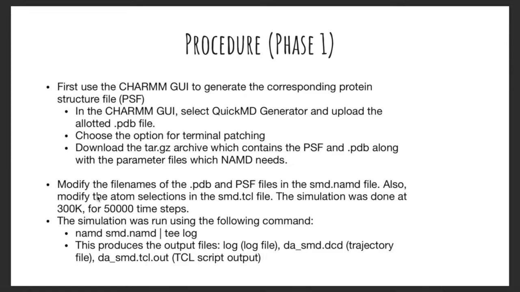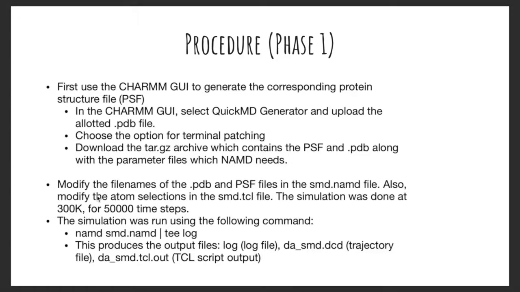Modify the file names of the .pdb and PSF files in the smd.namd file. Also modify the atom selections in the smd.tcl file. The simulation was done at 300 K for 50,000 time steps. The simulation was run using the following command: namd2 smd.namd > log.